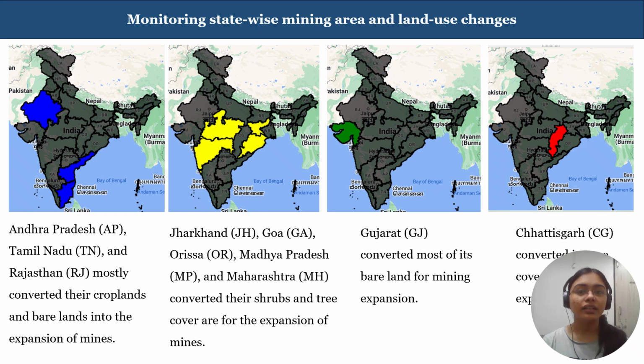We observed that Andhra Pradesh, Tamil Nadu, Rajasthan mostly converted their croplands and bare lands into the expansion of mines, which seems to tally with official statistics which state that 35% of mining sites across these states arose on wastelands. Jharkhand, Goa, Orissa, Madhya Pradesh and Maharashtra converted their shrubs and scrubs and tree cover for the expansion of mines. And as per the official statistics, only 8% of mining sites across these states arose on wastelands. Gujarat converted most of its bare lands for the expansion, while in Chhattisgarh, 60% of mining sites arose on forest area.